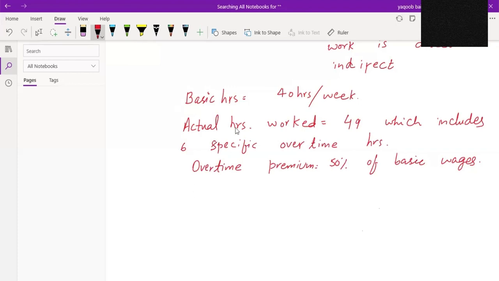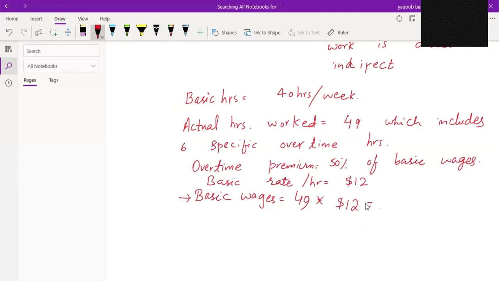Now we will calculate different values, and different values have different treatment in the statement. First one is basic wages. Basic wages is always paid for the time for which you worked, 49 hours. What is the basic rate? Suppose the basic rate per hour is $12. So 49 into 12 is 588.